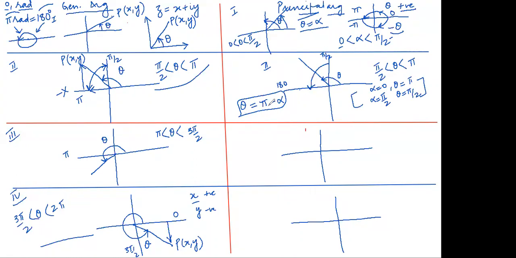So, applying this trick, we can always define our theta from pi by 2 to pi by saying theta is equal to pi minus alpha. Have you understood now? When alpha is pi by 2, pi minus pi by 2 gives theta equal to pi by 2.